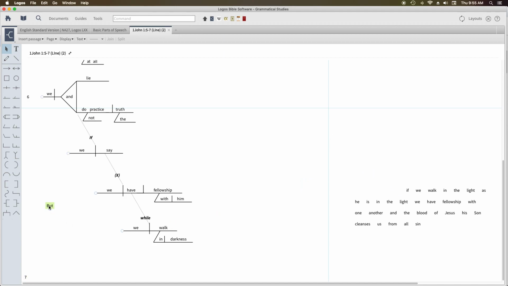We have the word but. But is always a contrastive type of a thing. And if you're reading the context, we see that but in verse 7 begins in contrast with verse 6. So it is a coordinating conjunction.